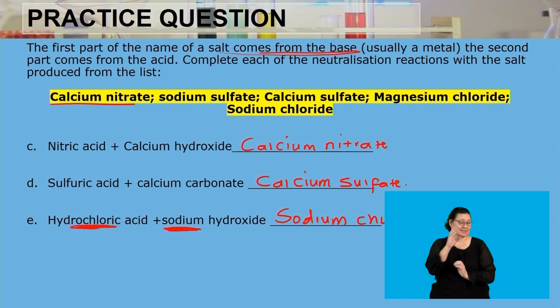So what's important for us to take note of is that the name of the salt that is being produced, the first part comes from the base and the second part comes from the acid. And the first part is usually a metal, and that is going to give us the prefix, or rather the first part of the name. And then the suffix or the ending of the name is going to be coming from the acid.